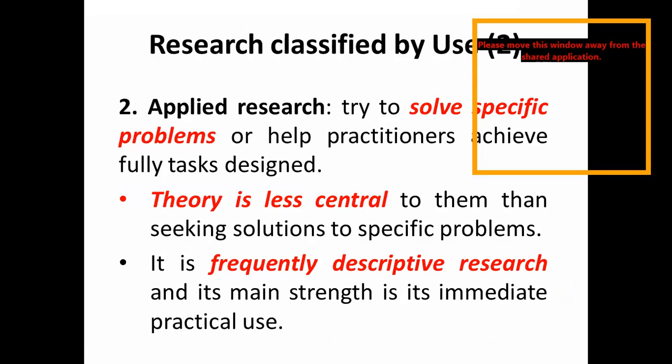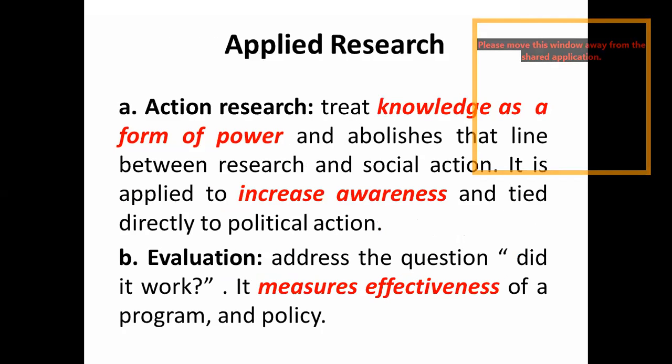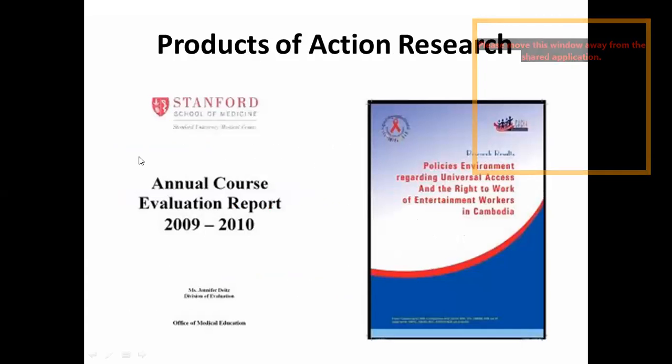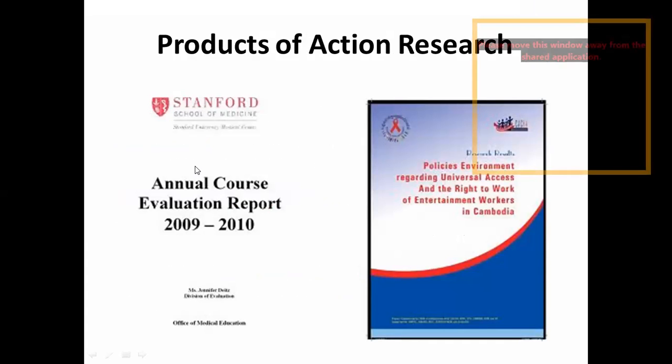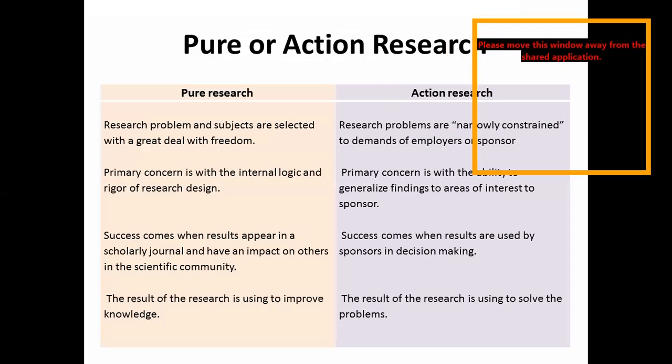It is research that helps you to solve a specific problem. And here is what we get after conducting this kind of research. You have something like an annual cost evaluation report. So it's a specific problem. And these are the differences between pure research and action research.